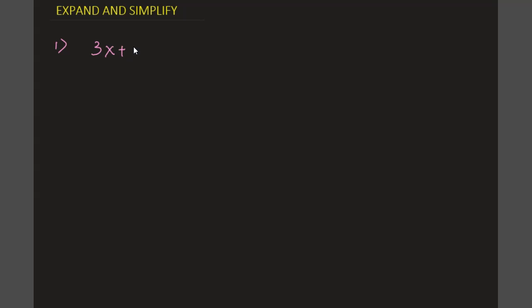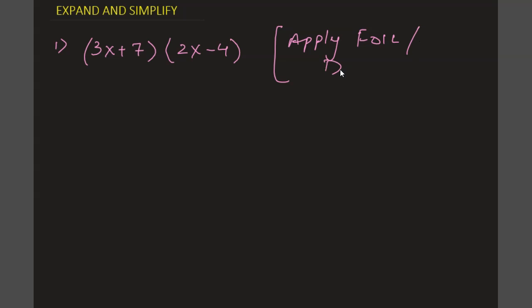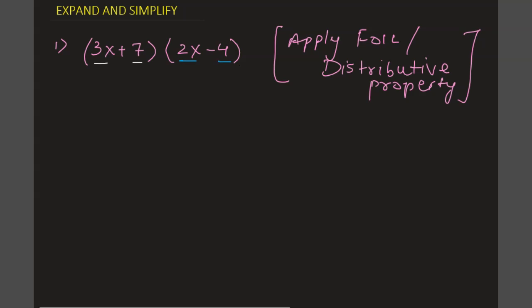Let's say we have a question like this. All we have to do is apply FOIL, or we can say, distributive property. So let's apply the distributive property. These are called different terms of the brackets. So we have two terms in the first bracket and we have two terms in the second bracket. In order to expand and simplify, all we have to do is multiply each term of one bracket with each term of the second bracket.